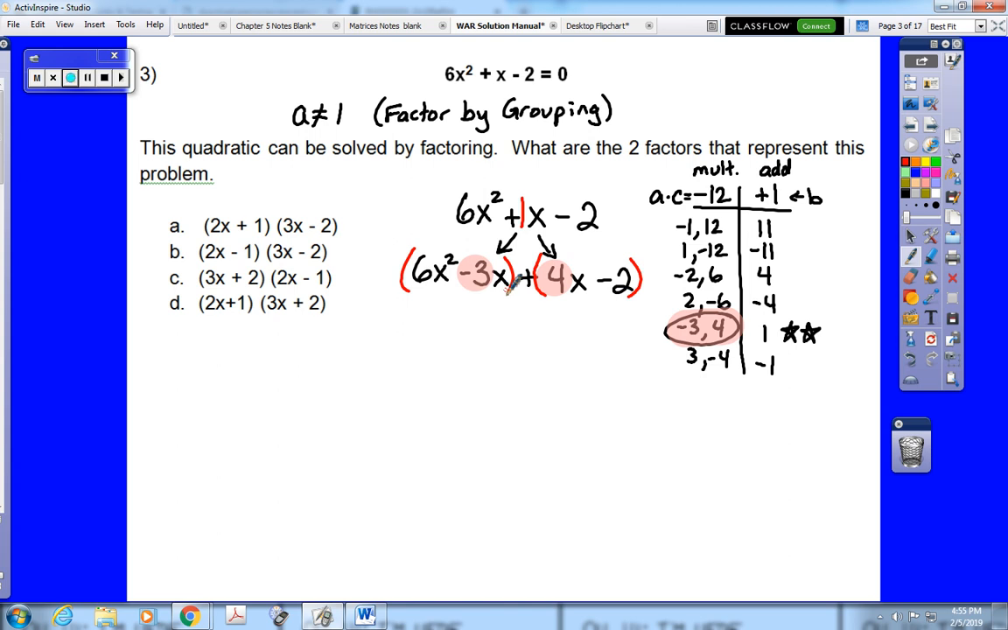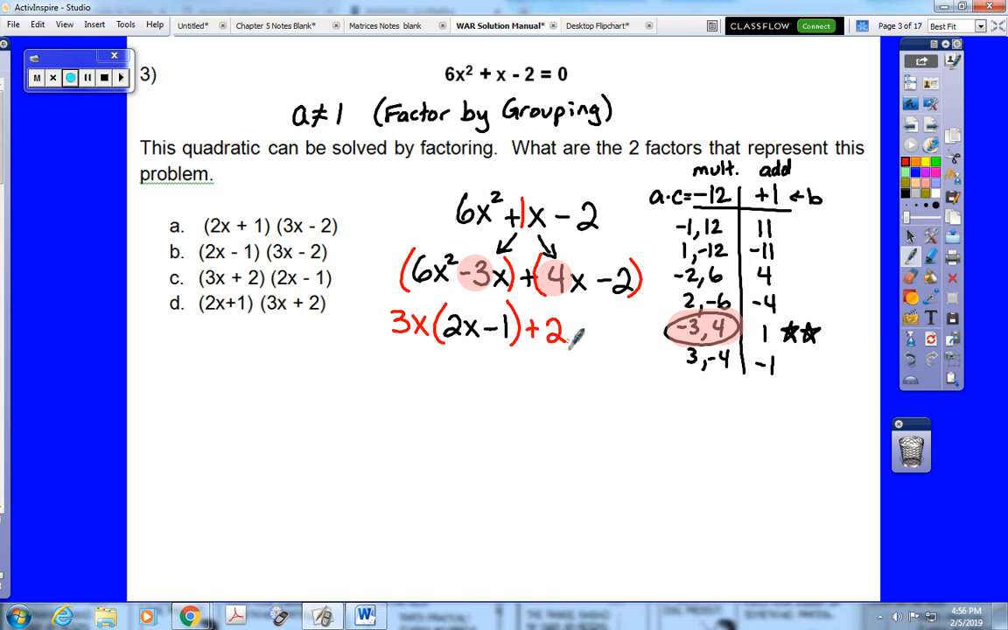And I factor out the GCF from each set of parentheses. So the first set of parentheses, both of those terms can be divided by 3x. So I factor out a 3x, which would leave me with 2x minus 1. And from the second set of parentheses, I can factor out a 2, which would leave me with 2x minus 1.